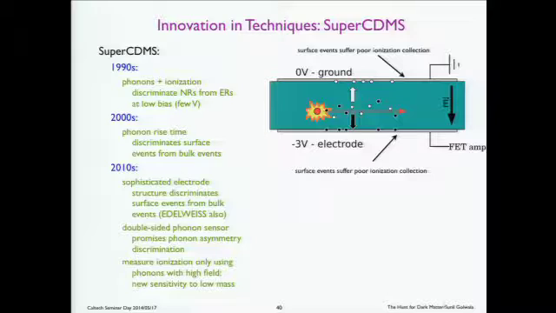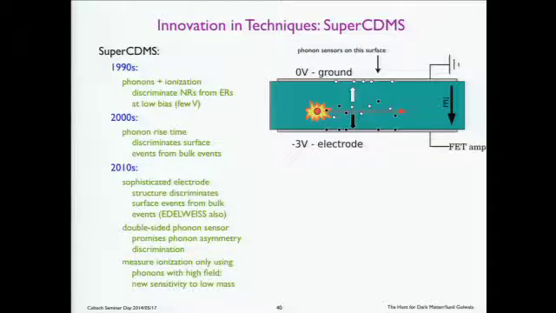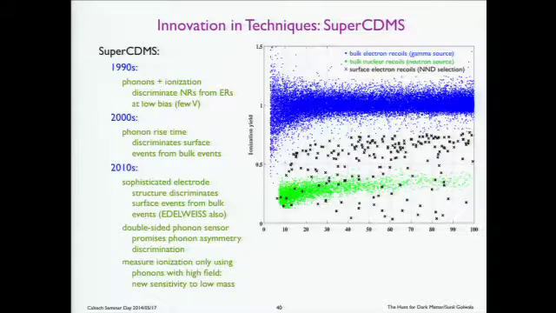And so we had to find a way to get around that. And we actually found a trick, which is that when you look at the phonon signal, an event that's near the surface has a slightly faster rising edge in the sound signal than one that's in the bulk. So now you can separate out these surface events and again try to look for interactions of dark matter in the bulk of the crystal.